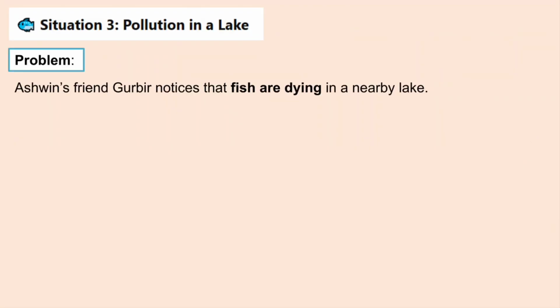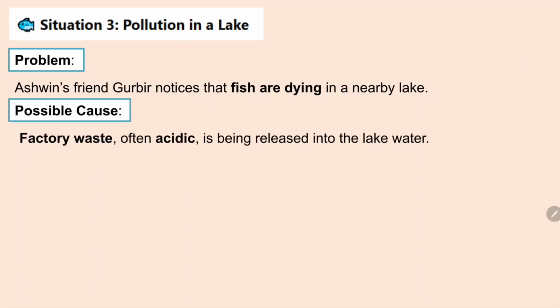Next, that is situation 3. Situation 3 was Ashwin's friend Gurbir, isn't it? He noticed that the fish are dying in the nearby lake. And what was the possible cause for that? The factory waste is often acidic. It's been released into the lake water, and this is very bad, isn't it? We are harming the fish life there.